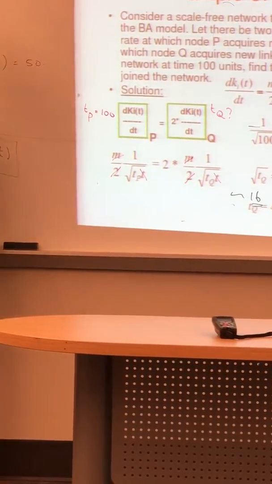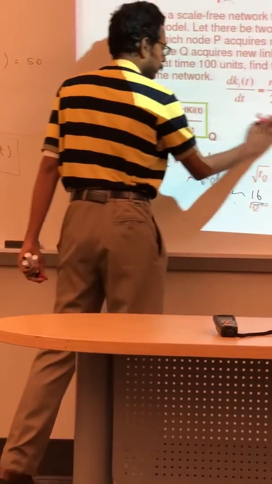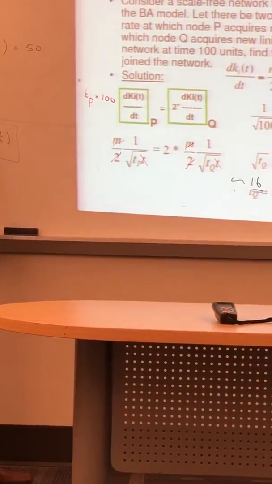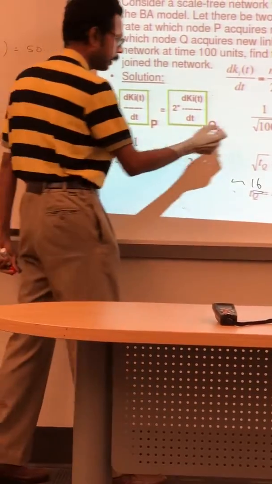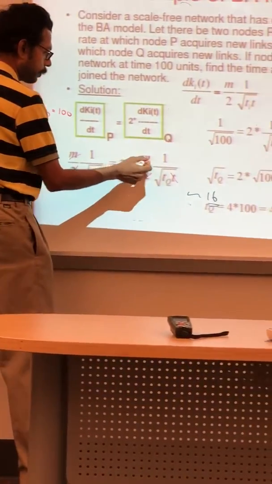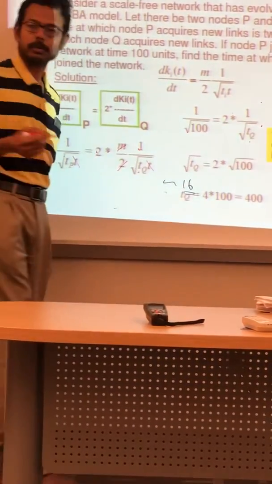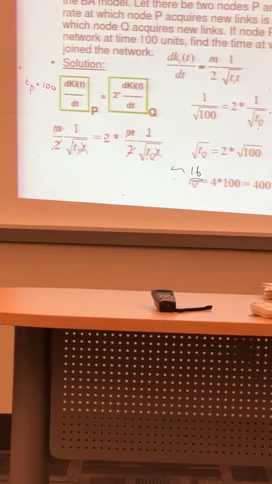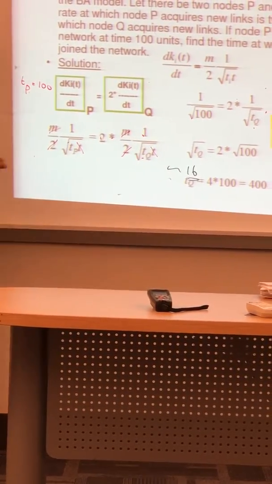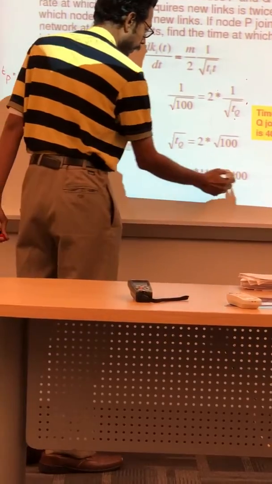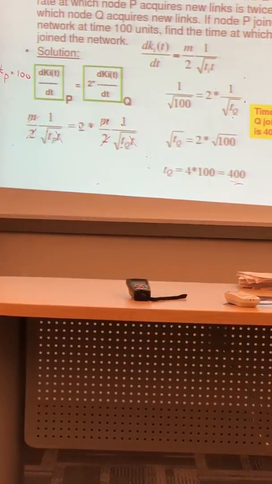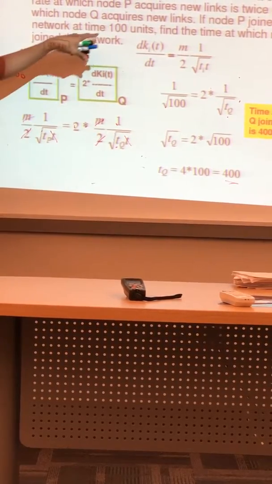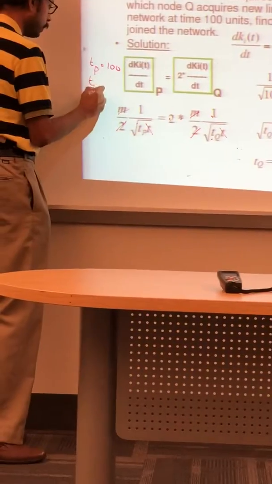So that means, with tp being 100, 1 over square root of 100 equals 2 times 1 over square root of tq. It becomes very simple to calculate. From there you can calculate tq, and it comes out to be 400 units. So the joining time of node P was 100 and of Q is 400.